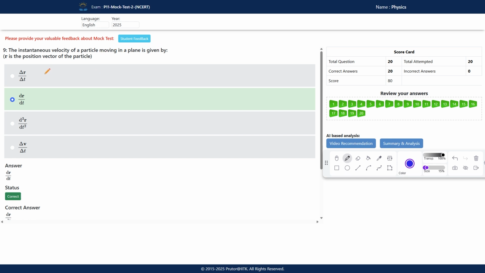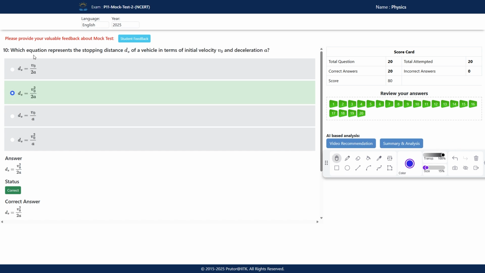The instantaneous velocity of a particle moving in a plane is given by what? So instantaneous velocity at a particular instant. According to the definition, v is equal to limit delta t approaches 0, so it will be dr upon dt. At a particular instant it will be dr upon dt. Which equation represents the stopping distance ds of a vehicle in terms of initial velocity v naught and acceleration a?